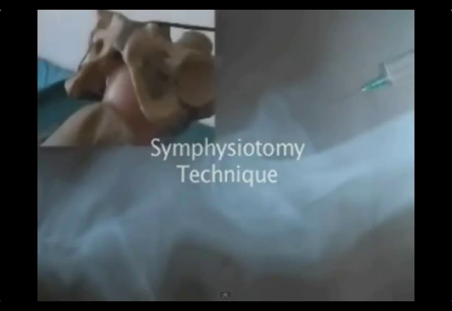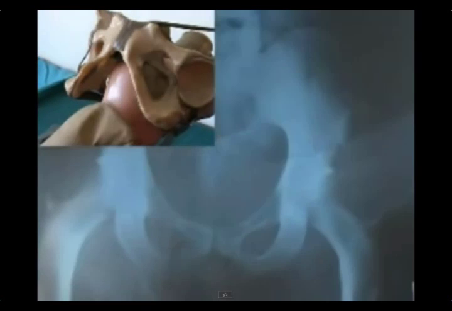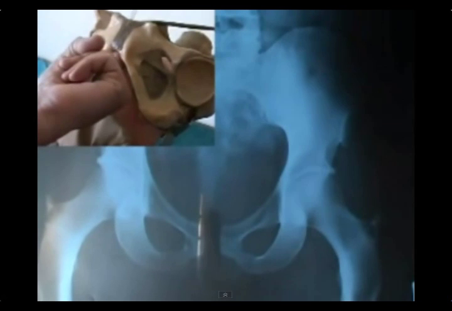For symphysiotomy, infiltrate the skin and subcutaneous tissues overlying the symphysis pubis with local anesthetic. 2 assistants support the mother's legs to prevent unnecessary separation of the pelvic bones. Pass a firm plastic catheter through the urethra. Insert the index finger of your left hand into the vagina along the urethra and move the urethra away from the midline. Make a small vertical scalpel incision above the lower part of the symphysis pubis.